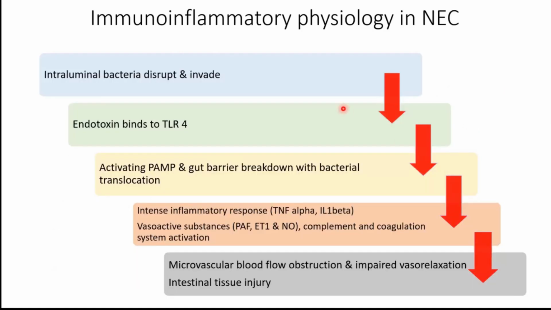So this slide shows the immunoinflammatory physiology in NEC. Intraluminal bacteria disrupt and invade the intestinal epithelium, and the endotoxin released binds to toll-like receptor 4 present in the intestinal epithelium. This activates pathogen-associated molecular patterns, and gut barrier breakdown occurs. This causes bacterial translocation along with an intense inflammatory response in the form of TNF-alpha release and interleukin-1 beta release.